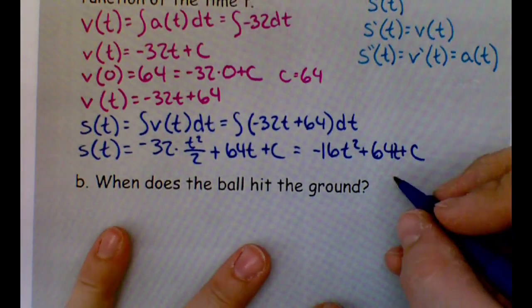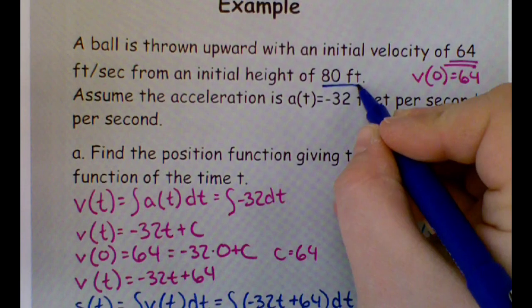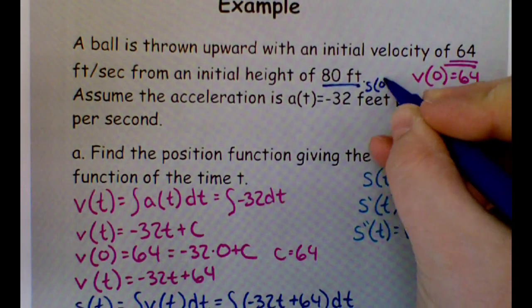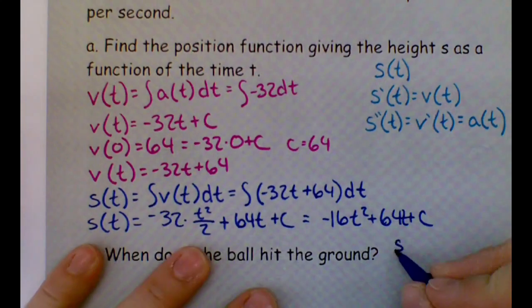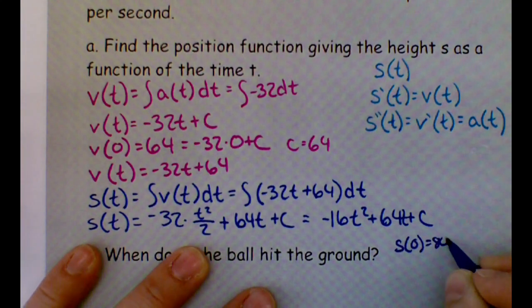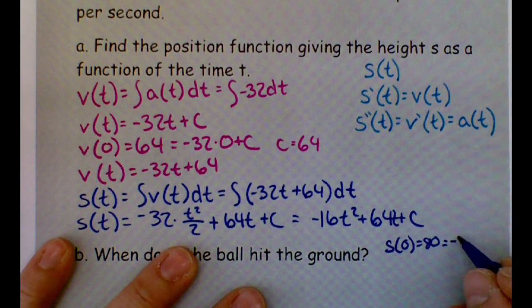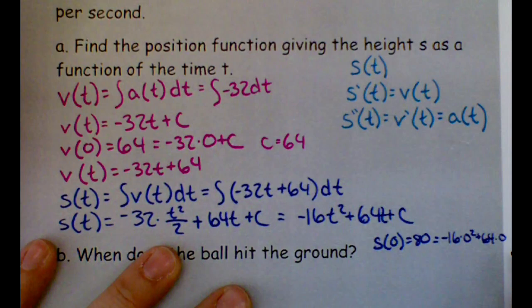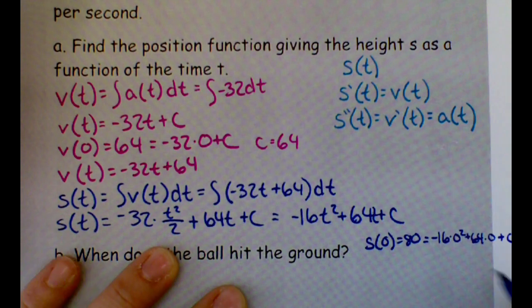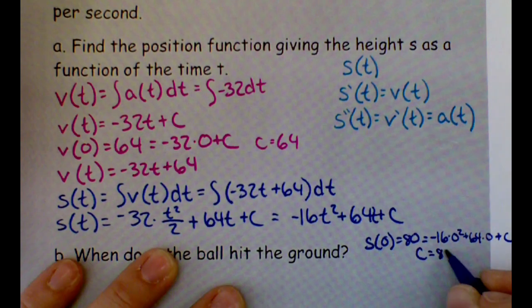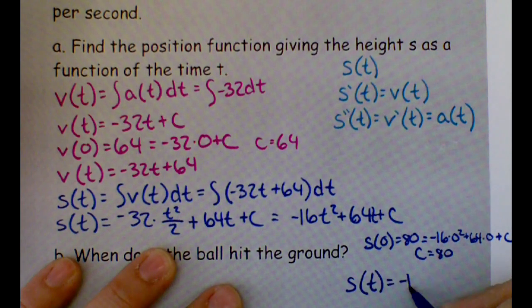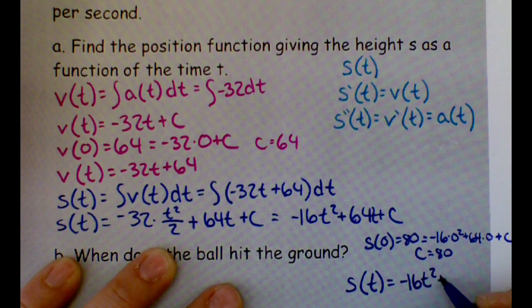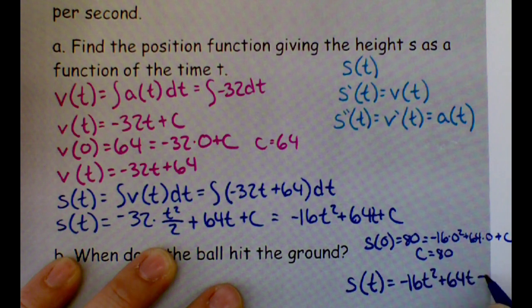But we also have that initial condition. We know the initial height was 80. That means s of 0 equals 80. So if s of 0 equals 80, then we know negative 16 times 0 squared plus 64 times 0 plus c is 80, which means c is 80, which means our position function is negative 16t squared plus 64t plus 80.